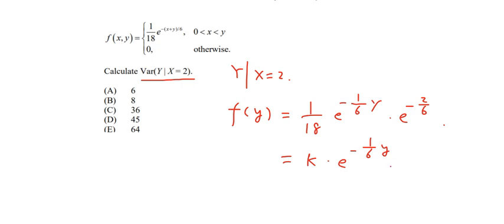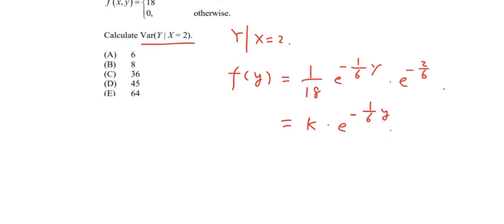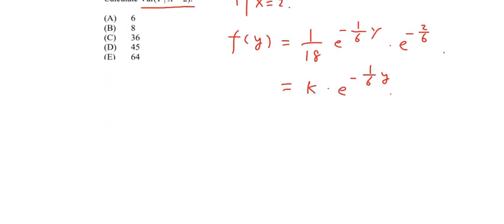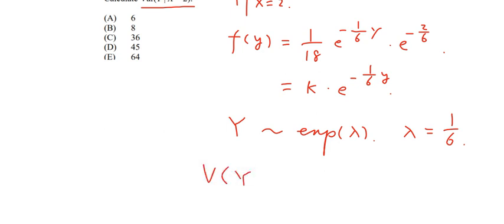So we know this y should follow an exponential distribution, right? And the lambda is 1/6. So the variance of y is just 1/lambda squared, so this equals 36.